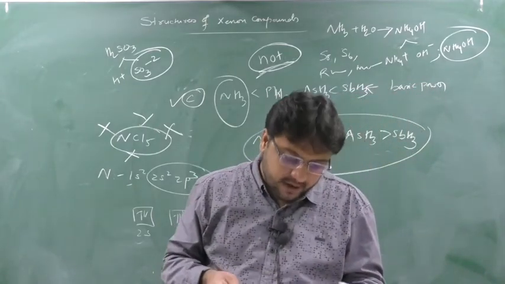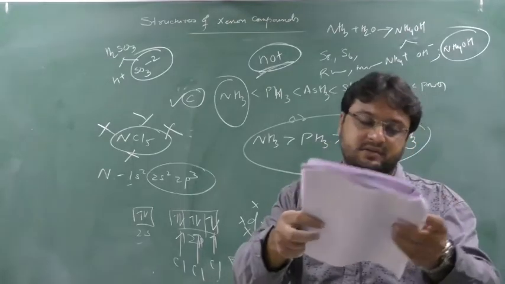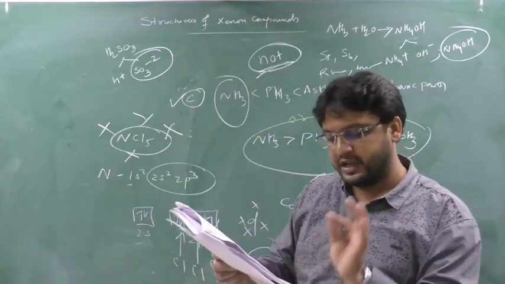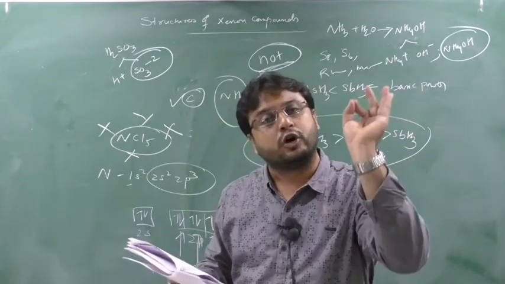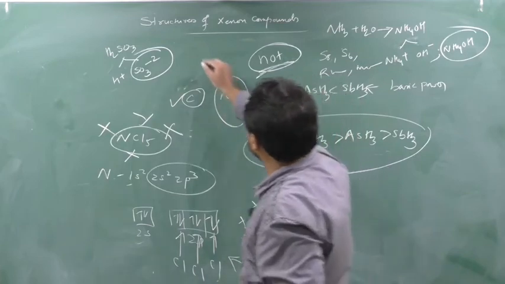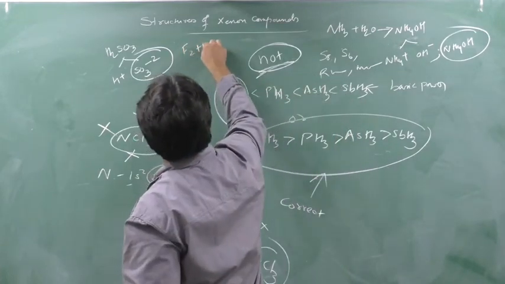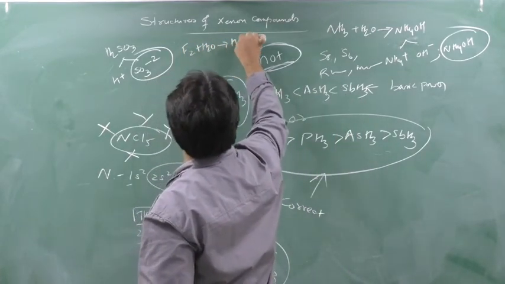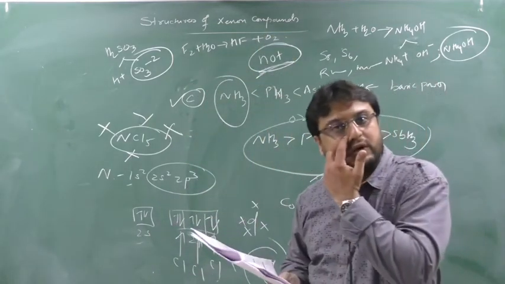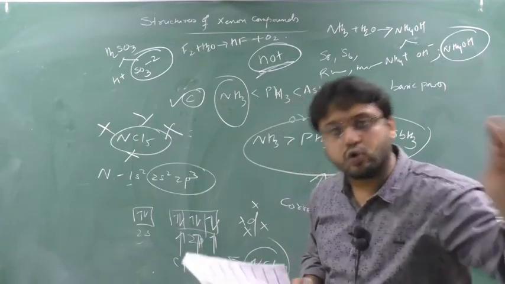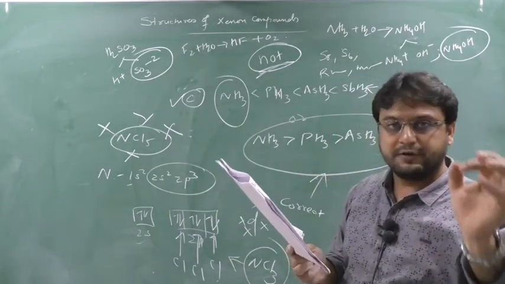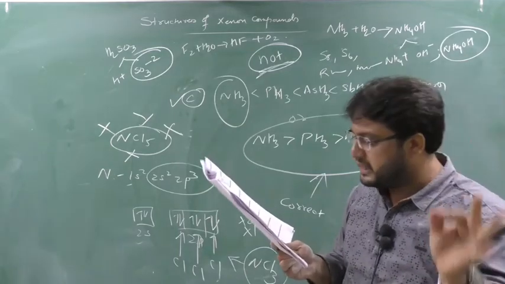Clear or not? Fluorine reacts with water. There is also a mistake. Yes, there is a mistake in question number 34. I have repaired it. The answer will be A, not D. Because as I told you, when fluorine reacts with water, it will form HF and O2. Yes, that is my mistake. I am sorry. So fluorine reacts with water to give HF and O2. Clear this part? In 34 the answer will be A, not D.